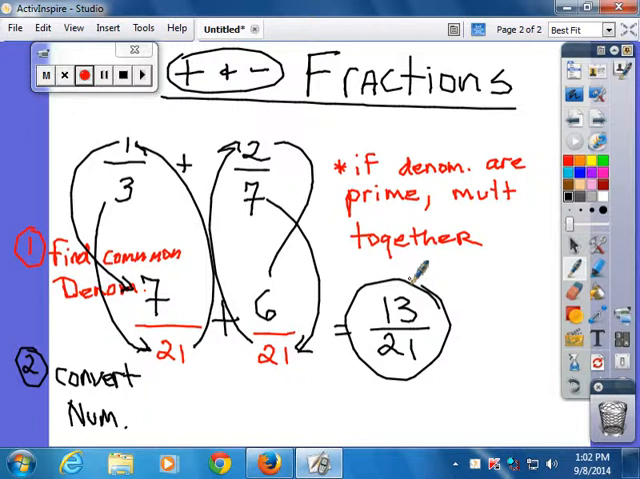Now that's pretty basic. What's the rule, y'all? Y'all make me feel insecure, and I have to go out and put big tires on my truck and stuff. If denominators are prime, multiply them together. Okay? So that's one little trick.